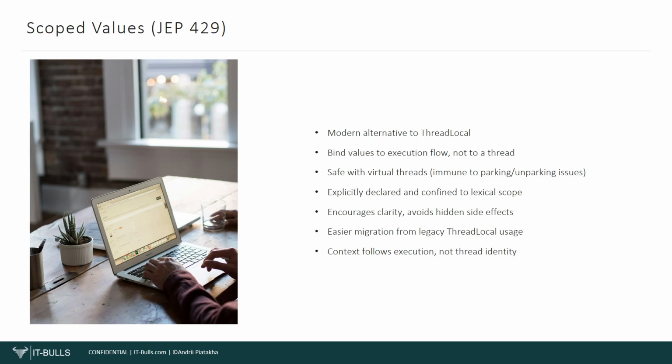So what should we do if we have legacy code that uses ThreadLocal for passing around context? The good news is that migrating to scoped values is usually a matter of refactoring. Rather than setting a value globally for a thread, we pass it explicitly into a scope. Java provides clean APIs to run tasks with a given scoped value, which encourages clarity and prevents hidden side effects.